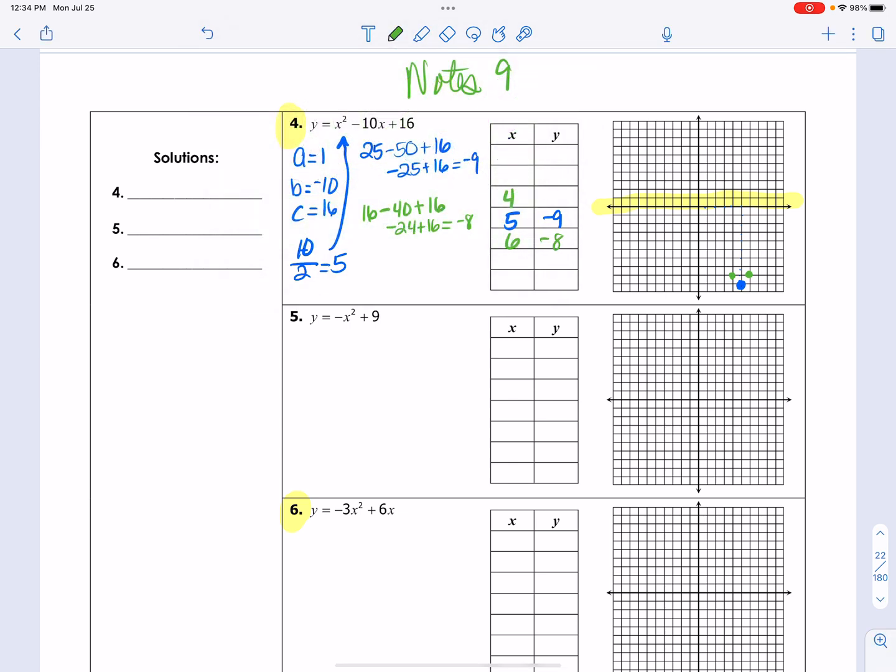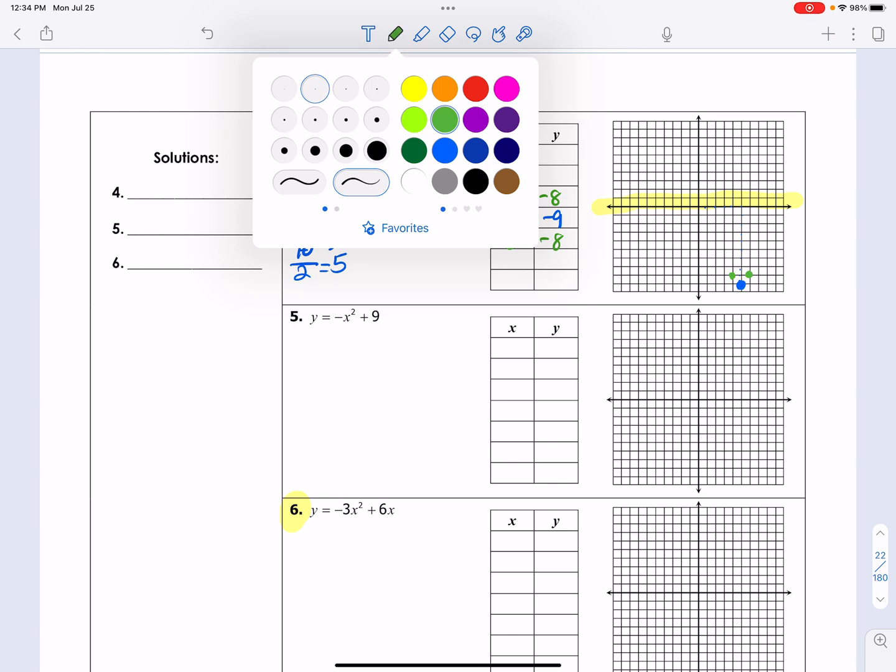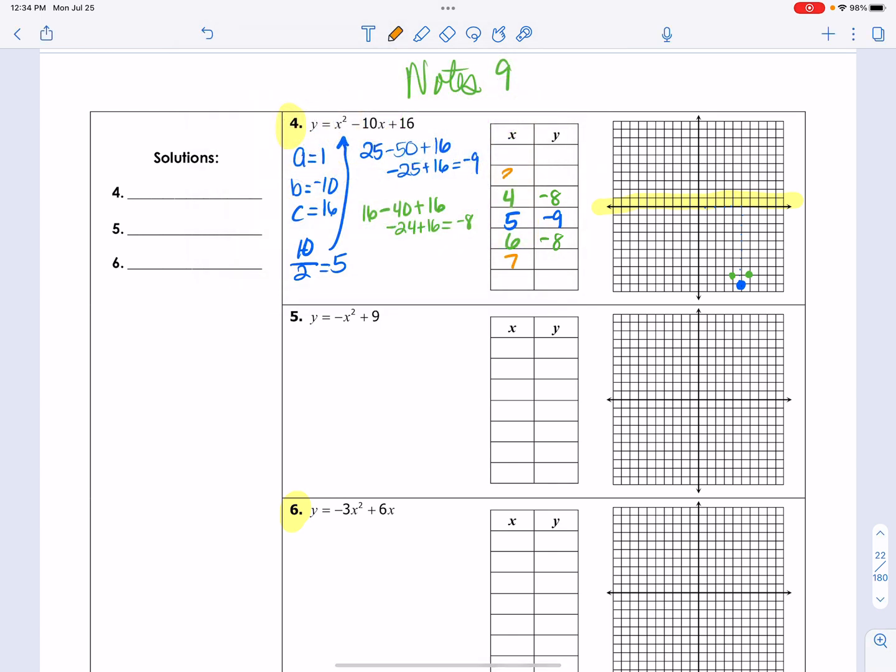That was a negative 8. So I'm going to keep going, and I'm going to do 7 and 3. I'm going to choose to put 3 in. 3 squared is 9 minus 30 plus 16. 9 minus 30 is a negative 21 plus 16. Ends up being a negative 5, so it's getting closer, but it still hasn't hit.